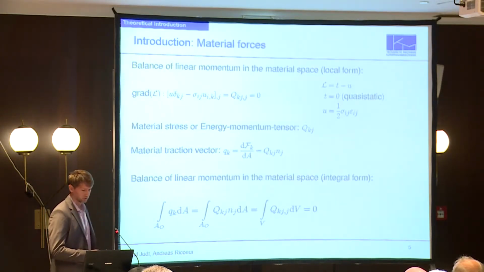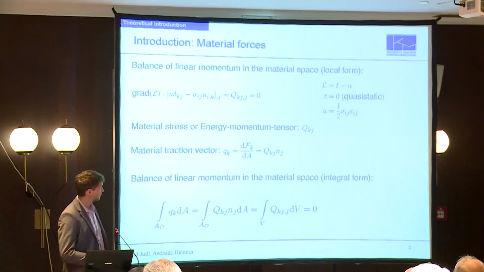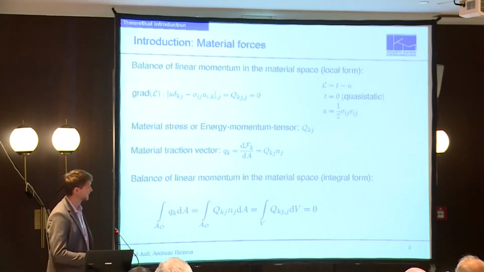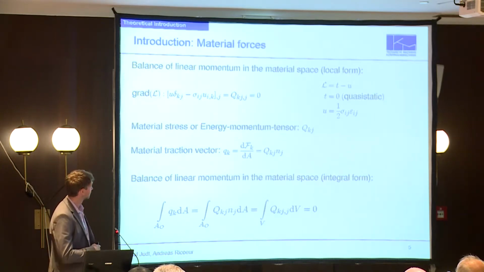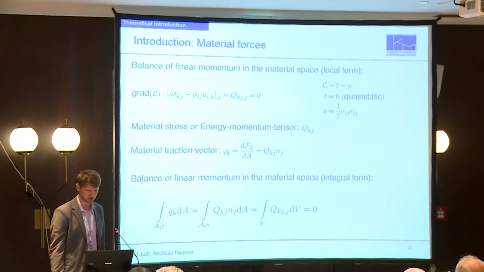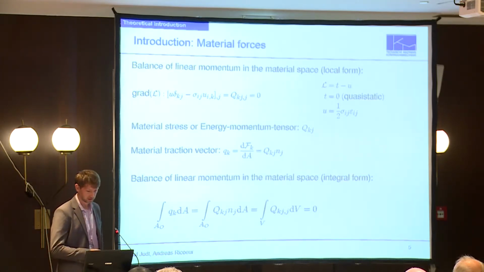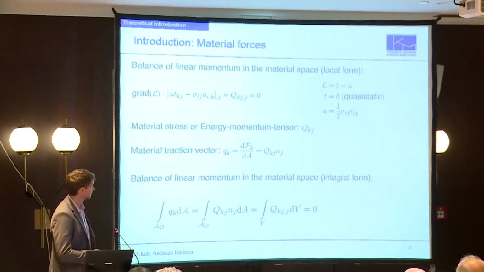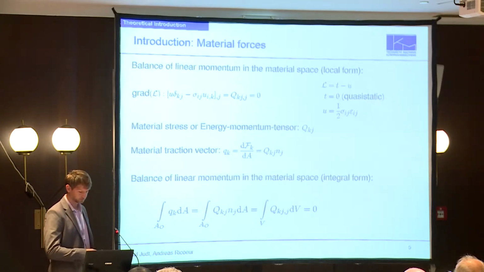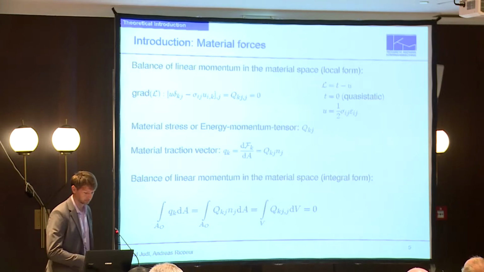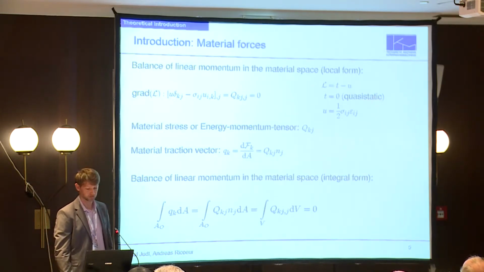Okay, one can derive balance equations in the material space by applying, for example, the gradient operator to the Lagrangian function. Then one obtains that the divergence of Eshelby's energy momentum tensor vanishes. Furthermore, we can define a material traction vector, which we use later, and in the end we obtain the balance of linear momentum in the material space.